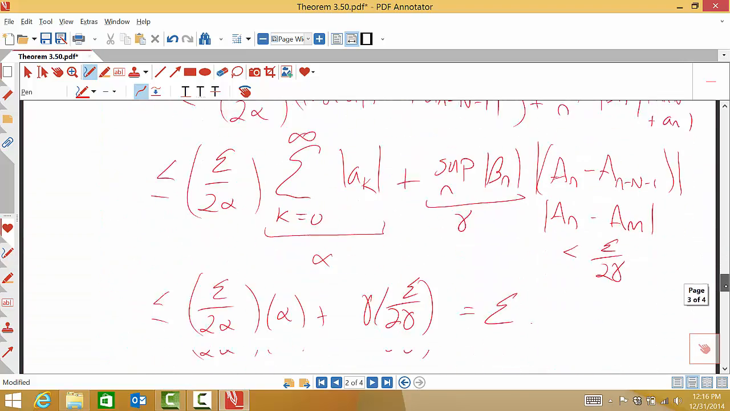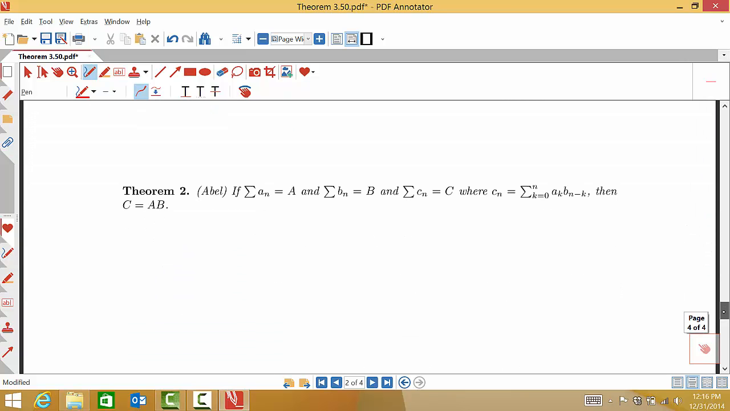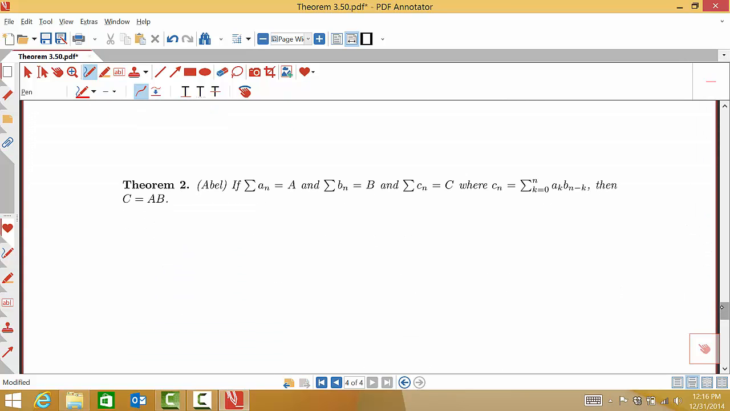Now this, of course, is not quite the end of the story. There is one other way to look at this. There's a nice theorem that is due to Abel. This is actually very hard to prove, especially with the tools we have now. We won't even attempt to do it.